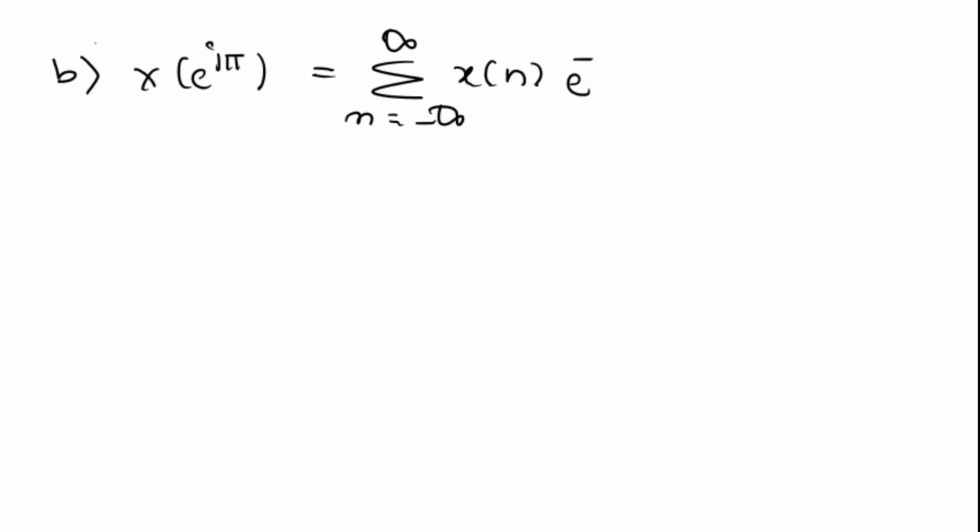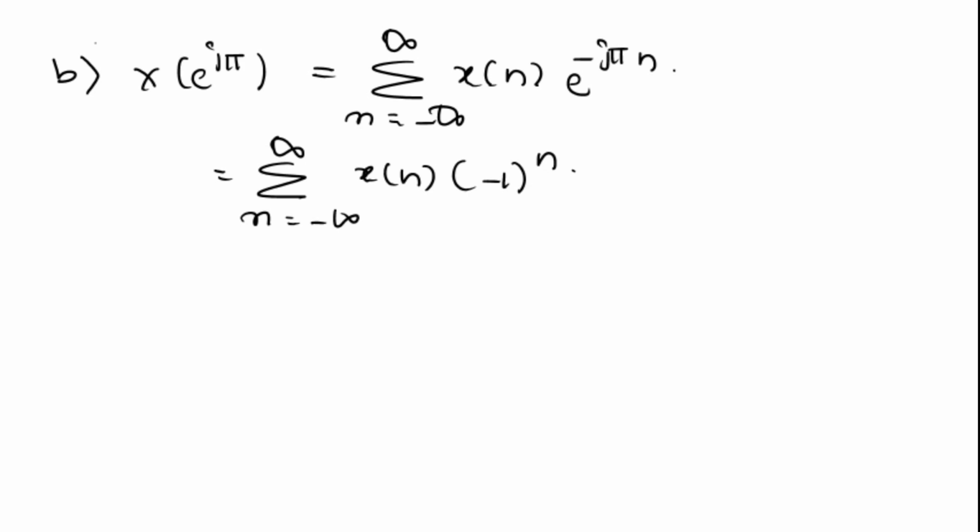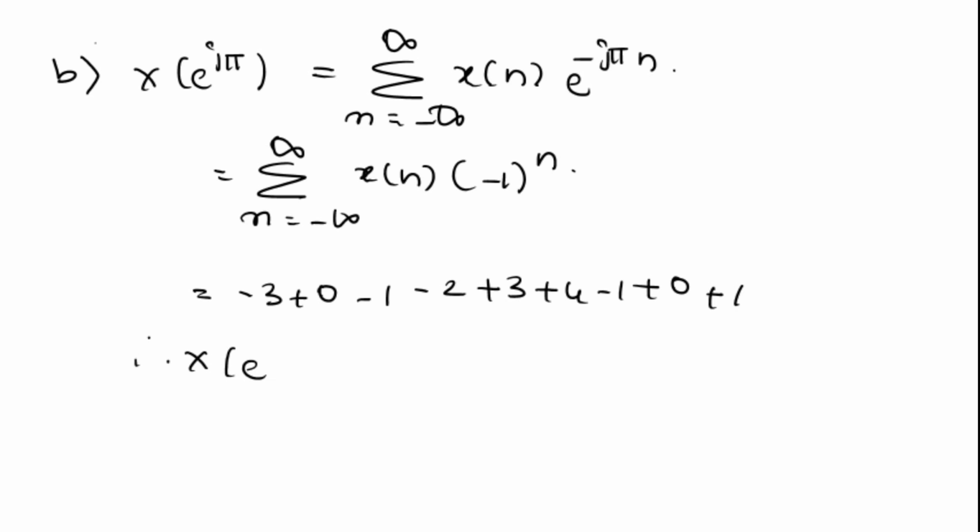Second one, X of e^(j pi) is equal to summation n equal to minus infinity to infinity x of n into e^(minus j pi n), which is equal to summation of x of n into (minus 1)^n, which is equal to minus 3 plus 0 minus 1 minus 2 plus 3 plus 4 minus 1 plus 0 plus 1. Therefore, X of e^(j pi) is equal to 1.